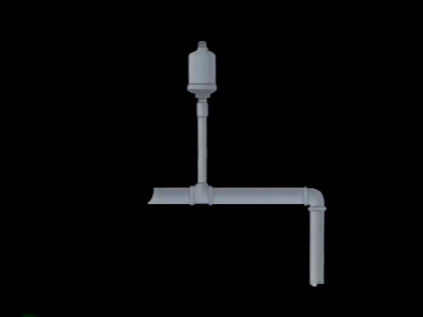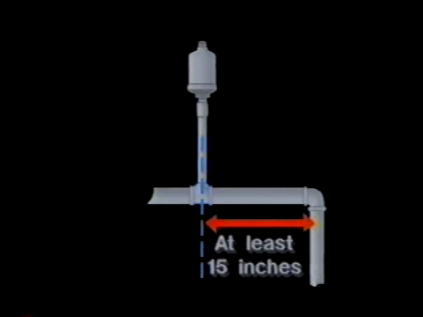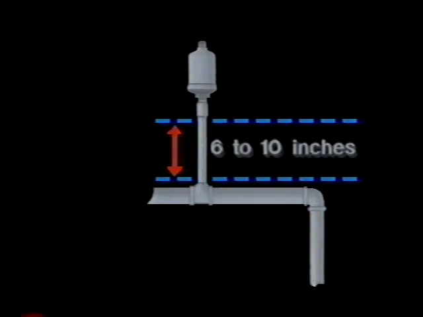The quick vent should be installed at least 15 inches from the drop into the wet return. And for the most efficient operation, should be located 6 to 10 inches up on a nipple above the dry return.